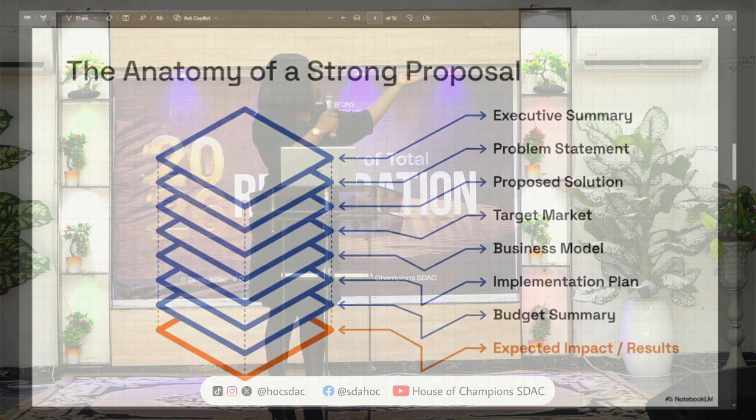Now, expected impacts or results. If it's a startup business, of course, you must have done a test run to say, okay, this is what I've done, and this is the result I've gotten. Or if you've been running the business for a longer period of time, you say, okay, this is how long I've been running the business, and this is what I've been able to achieve over this period of time.